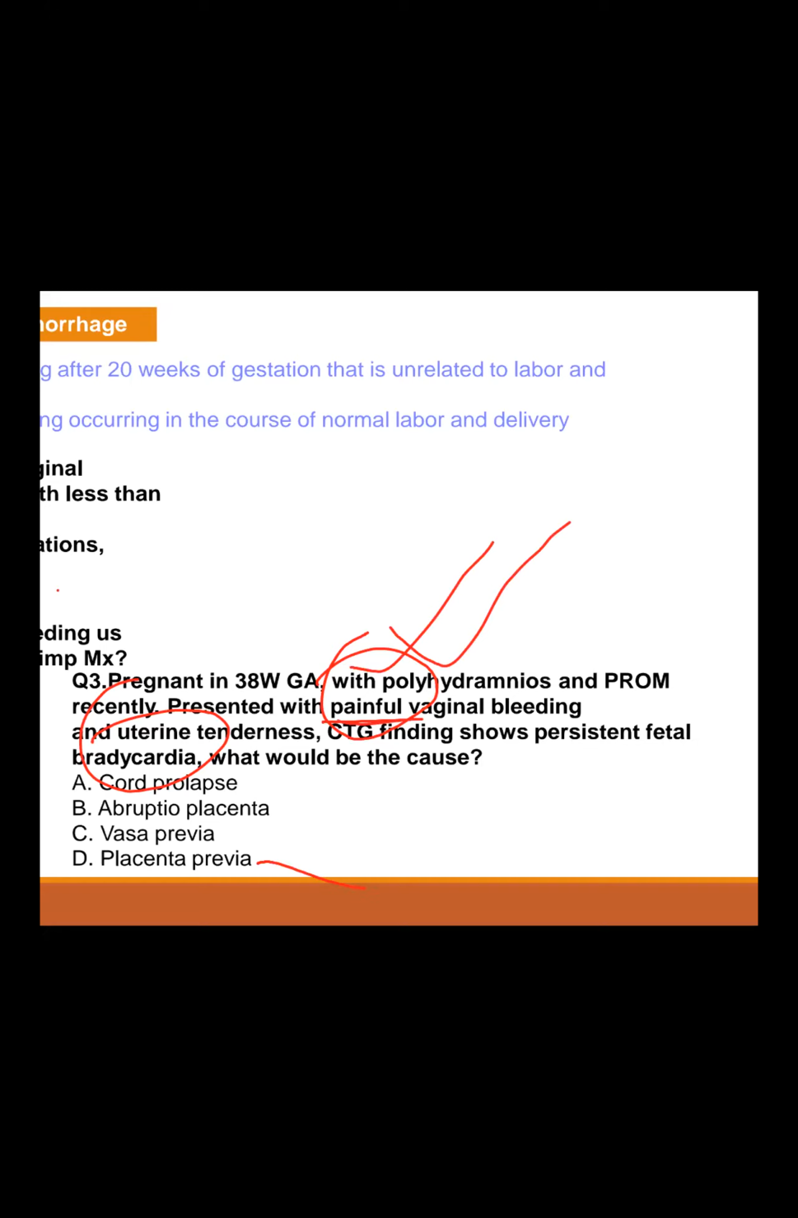Previa is always painless, right? PP. I also discussed PP: previa is painless. Vasa previa is painless, and placenta previa is painless. For painful, it's placenta abruption, option B. Cord prolapse is for bradycardia. Yeah, option B.